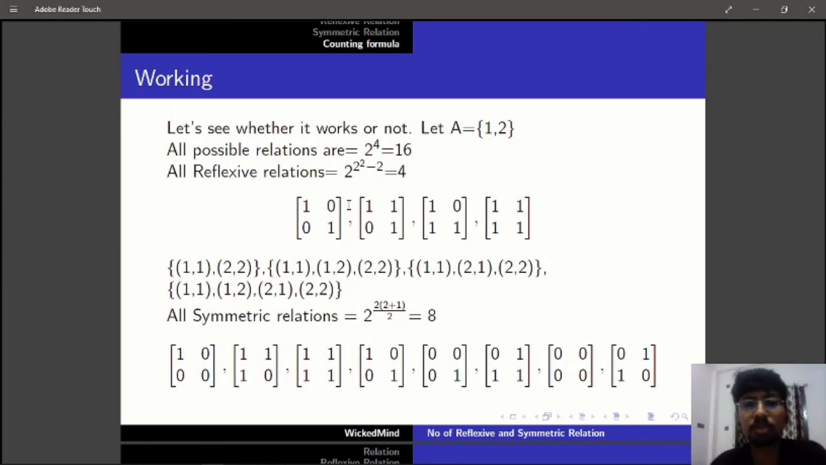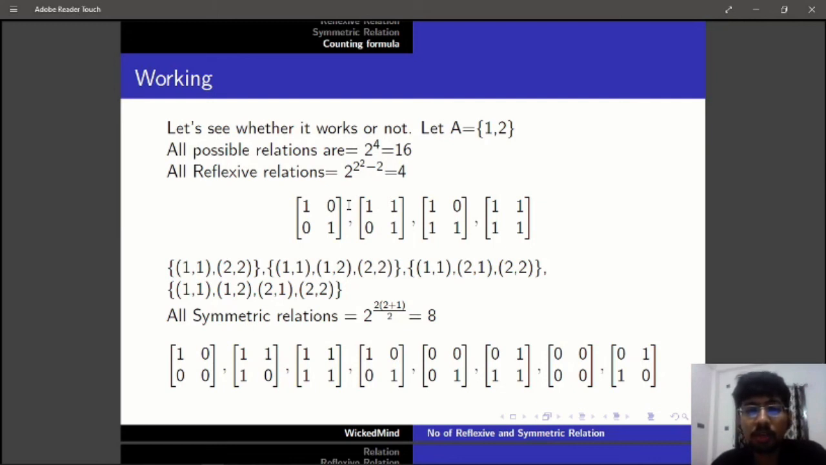So the corresponding reflexive relation to the given matrix. For the matrix 1 0 0 1, we have the reflexive relation with ordered pairs (1,1), (2,2). Next, for the matrix 1 1 0 1, we have the reflexive relation (1,1), (1,2), (2,2). Then for the matrix 1 0 1 1, we have the reflexive relation (1,1), (2,1), (2,2). For the matrix 1 1 1 1, we have the reflexive relation (1,1), (1,2), (2,1) and (2,2).